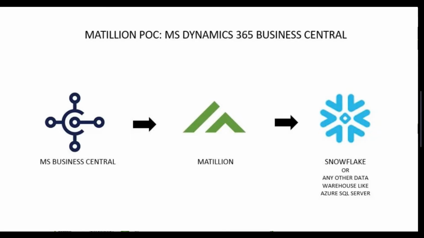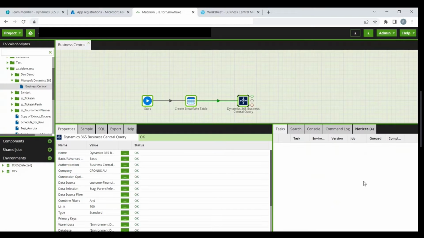Yes, so the agenda over here is to get the data from Business Central, Microsoft Dynamics 365, and load it to a database in Snowflake or in any other data warehouse like Azure SQL Server. To begin with, we need to grant Matillion an authorization to connect with Business Central.